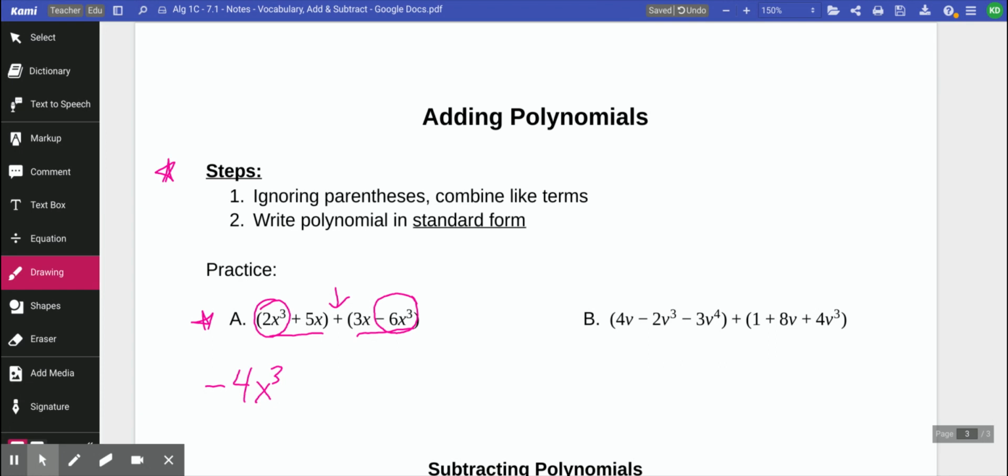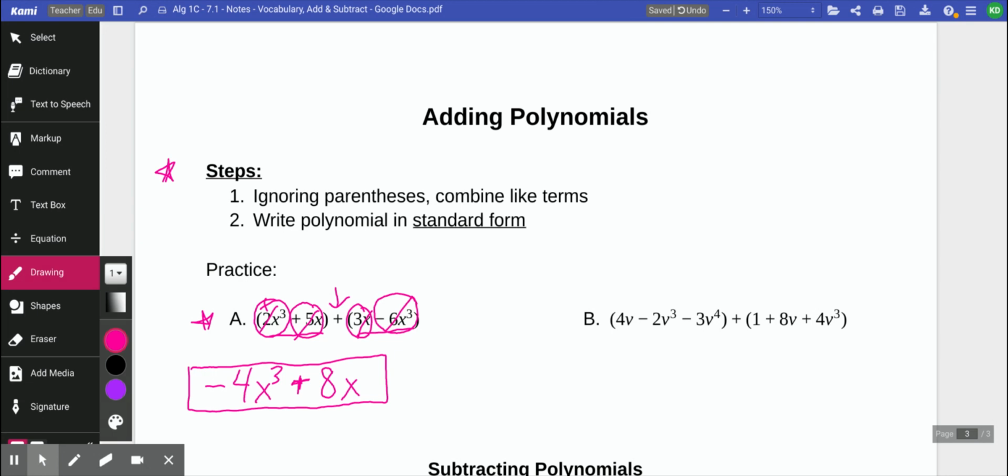X to the first, which I do see, right? So we're going to count our 5x plus 3x is 8x. So plus 8x. And that's our last 2 terms, right? So we don't have a constant term, which would be my next one, right? 0 x's. So that is our answer, and it is already in standard form because I started with my biggest exponent and worked my way down.